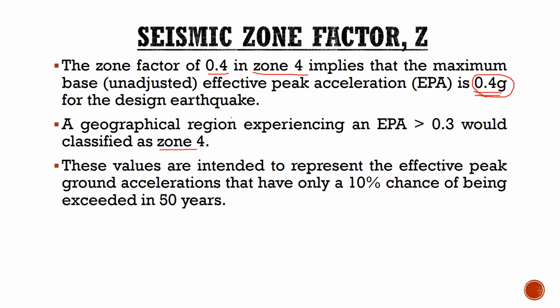These values are intended to represent the effective peak ground accelerations that have only a 10% chance of being exceeded in 50 years. So the chance is small, guys, that we reach 0.4 G within 50 years. But at least we prepare for what we are expecting, an earthquake.